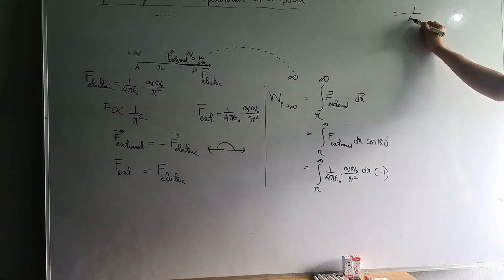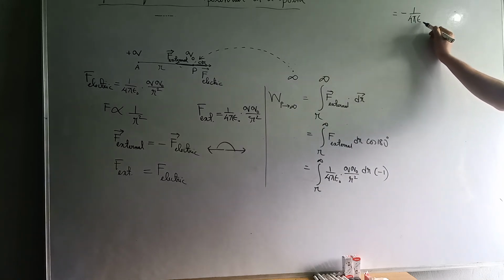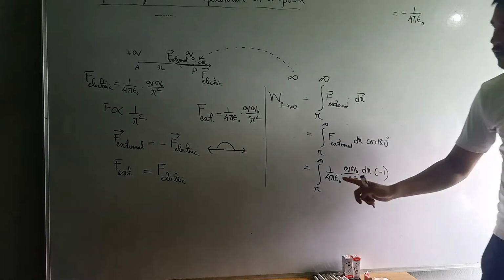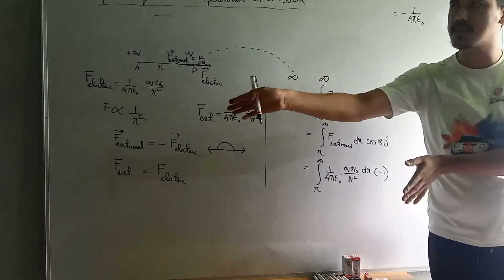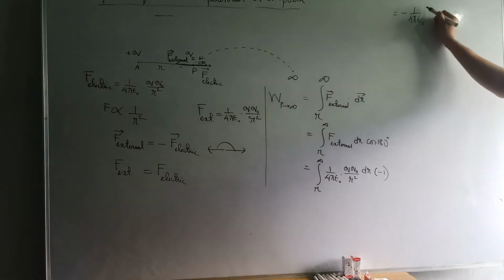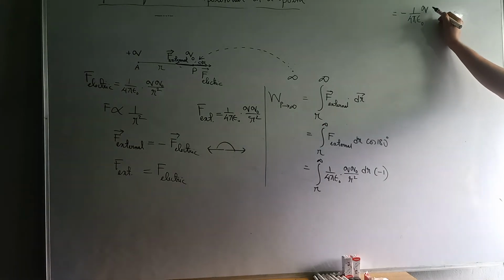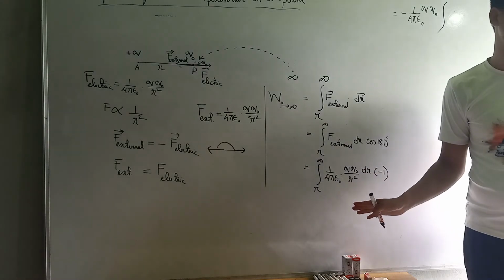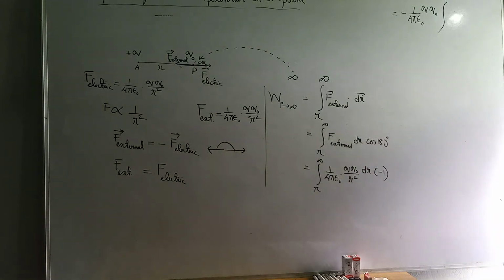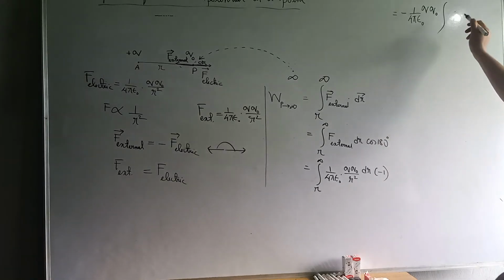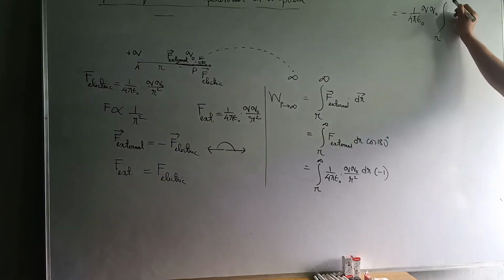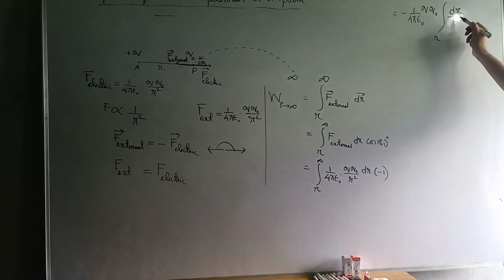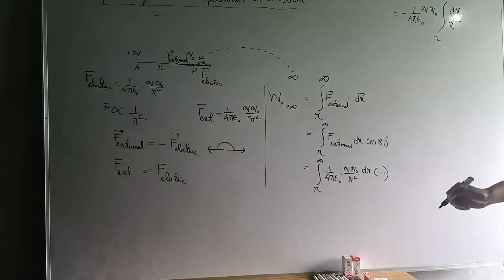1 by 4 pi epsilon naught is constant. It's a constant, we have a fixed value. Q, source charge, is undisturbed, no change in magnitude, so it's constant. Your test charge always remains constant. Only your R is variable here, because you are changing the distance, right? There is a change in displacement. So only R is variable. So integration R to infinity dr upon R squared.